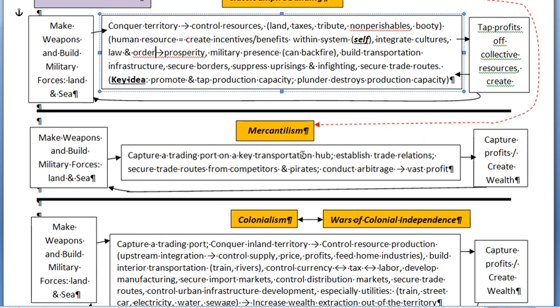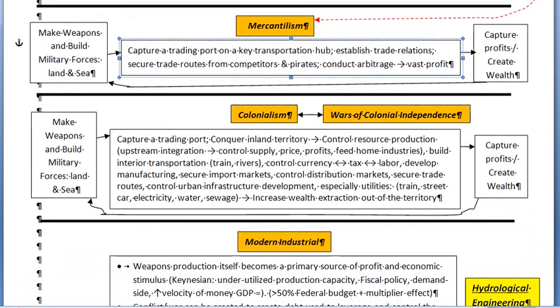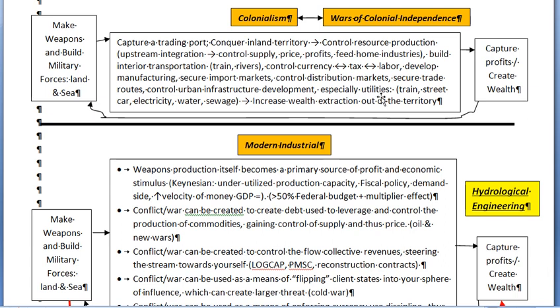All right. Mercantilism, in the classic age, was probably the greatest means of concentrating wealth. You're controlling the stream of wealth in these trade routes. All right. Okay. Now, colonialism was basically an extension of mercantilism.